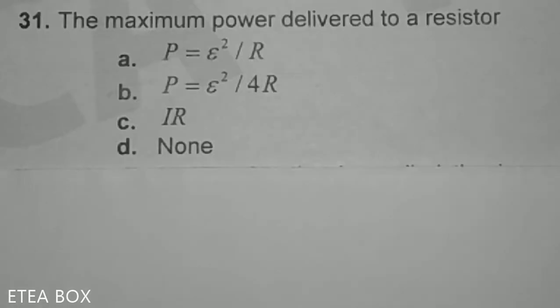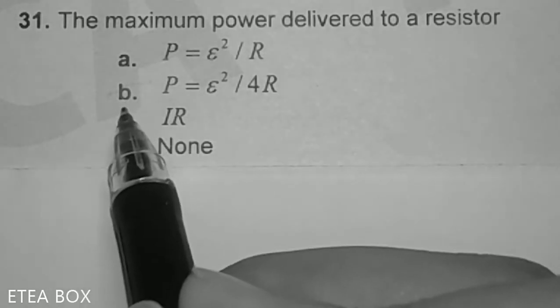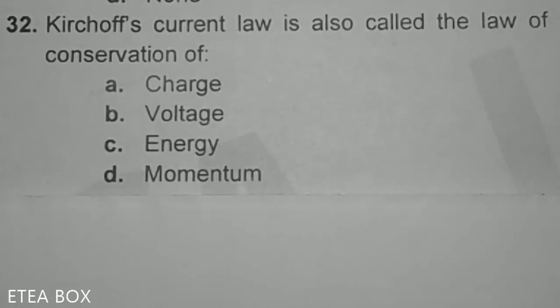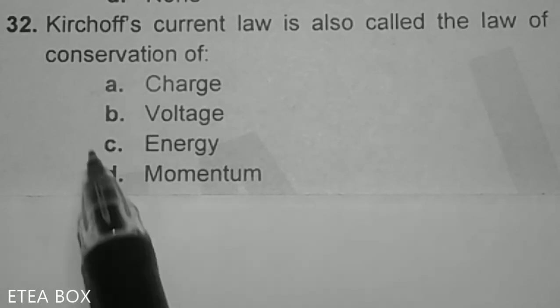The maximum power delivered to a resistor is, look here, it's a formula of maximum power delivered, EMF square divided by 4 times resistance. Kirchhoff's current law is also called the law of conservation of charges, okay?